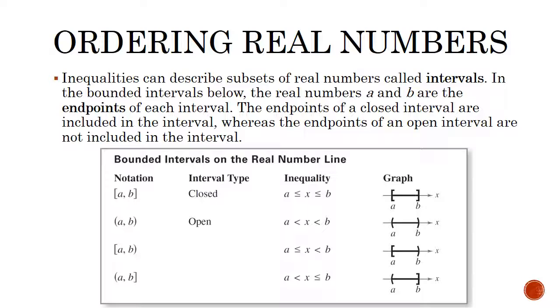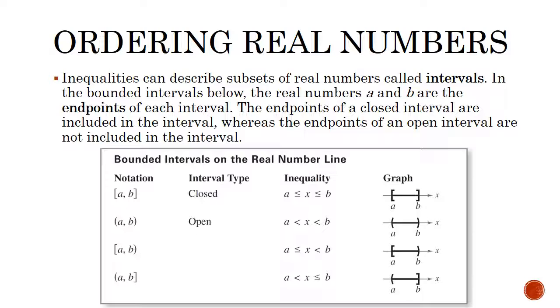Notice the graph. We're using the same notation on A and B. We're using those brackets on the graph. What you've used up until this point have been open and closed circles to indicate whether the endpoints were included or not. Now you're going to use brackets and parentheses. Okay, our second notation is AB in parentheses.